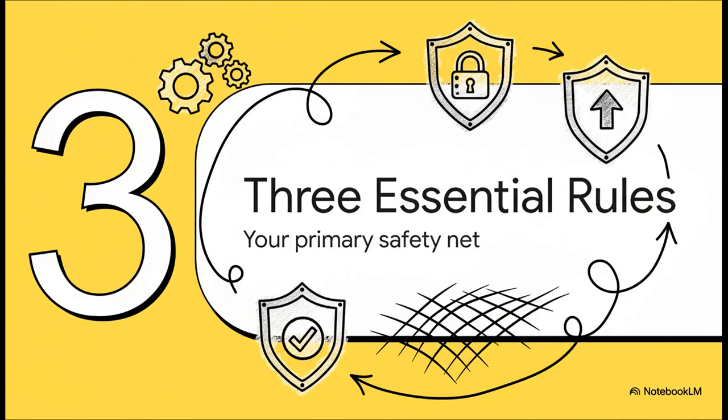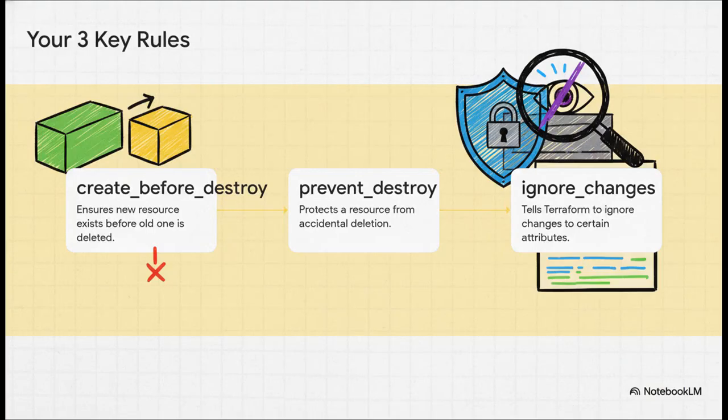Now, there are a few of these lifecycle arguments, but we're going to focus on the three most essential ones. Think of them as your primary safety rules. Honestly, mastering these three will solve about 90% of the confusion you might ever run into. And here they are, our three key rules. Create before destroy, which is all about managing downtime. Prevent destroy, which is like your emergency brake. And ignore changes, which gives you that really fine-grained control. All right, let's break them down.